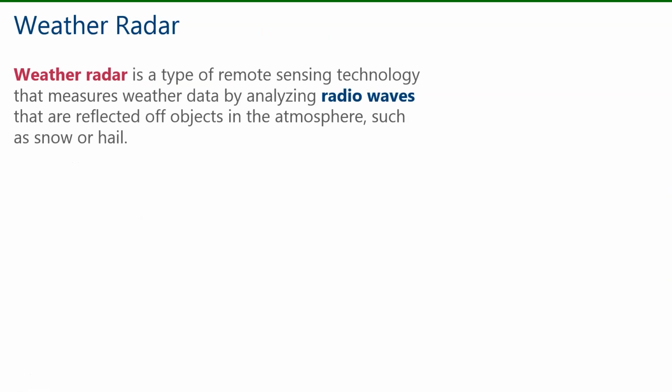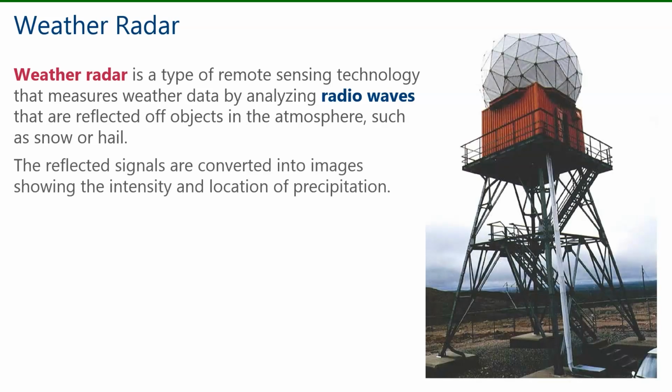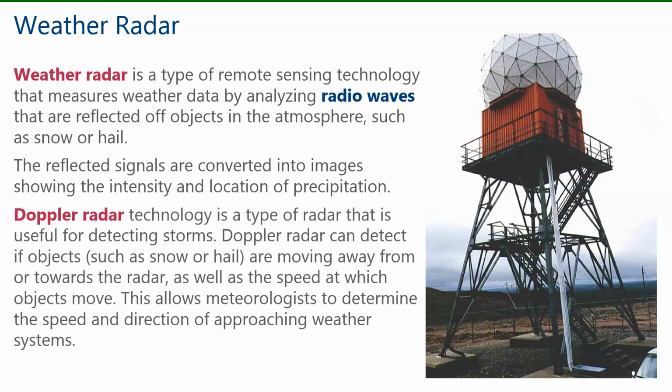Weather radar is a type of remote sensing technology that measures weather data by analyzing radio waves that are reflected off objects in the atmosphere, such as snow or hail. The reflected signals are converted into images showing the intensity and location of precipitation. Doppler radar technology is a type of radar that is useful for detecting storms. Doppler radar can detect if objects, such as snow or hail, are moving away from or towards the radar, as well as the speed at which objects move. This allows meteorologists to determine the speed and direction of approaching weather systems.